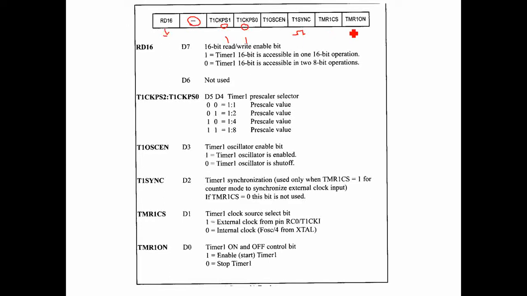And the last bit, or you can think of it as the first bit, the D0 bit, can be enabled or disabled. So 1 for enable, 0 for stop. Initially this bit will be 0 so that we are keeping timer 1 in a stop mode. Whenever you want to start ticking the timer, you can set this bit as 1. The moment this bit is set to 1, the timer starts ticking.